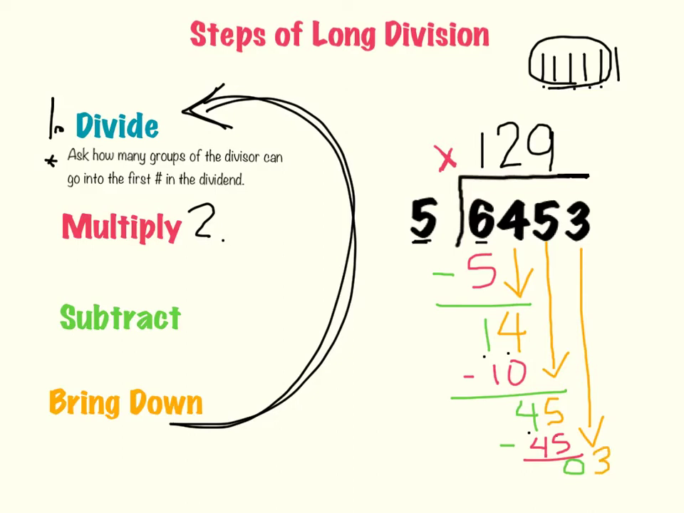5 goes into 3. That's interesting. Are there any groups of 5 in 3? If we have 3 things, can we make a group of 5? Nope. So we put a 0 in our answer. If we don't put a 0 above this last number, our answer is wrong. So our answer now, when we look at it, is 1,290 with a remainder of 3. And that's your remainder.